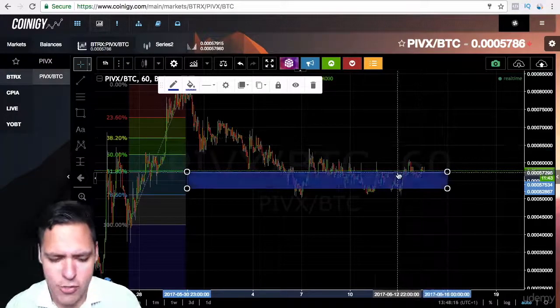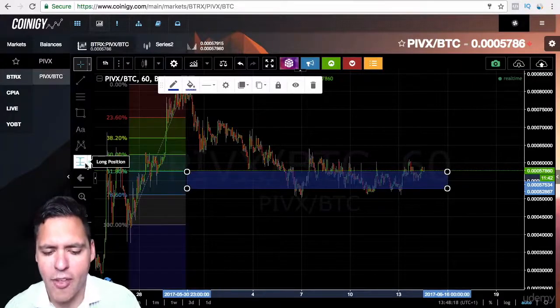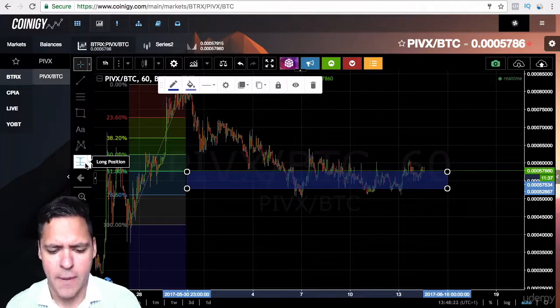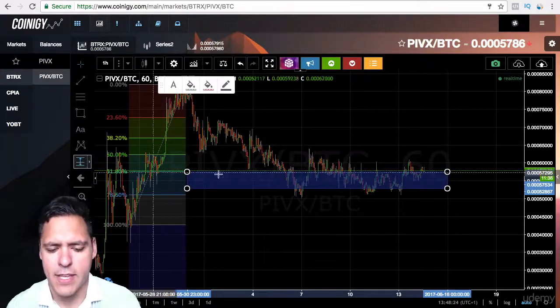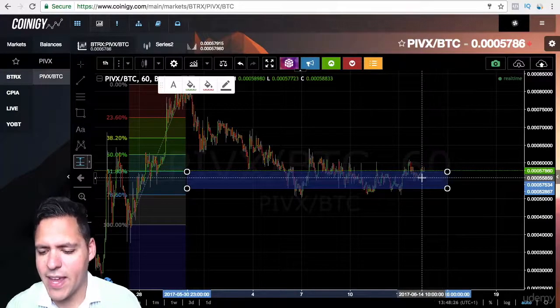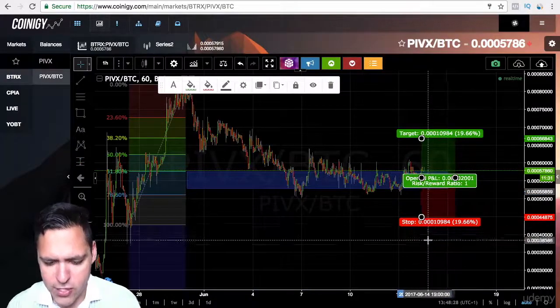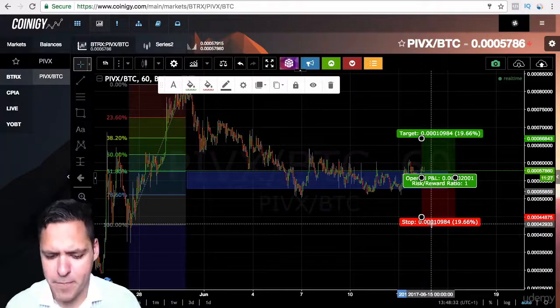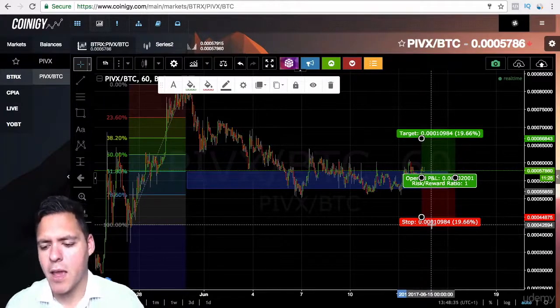Now, let me show you something else that can be overlaid on top of the price, the OTE. And that is the long position. Okay, so if we just get that and enter it into this area, this will show you your potential risk-reward ratio. Okay, so you ideally want it to be about 2 to 1.